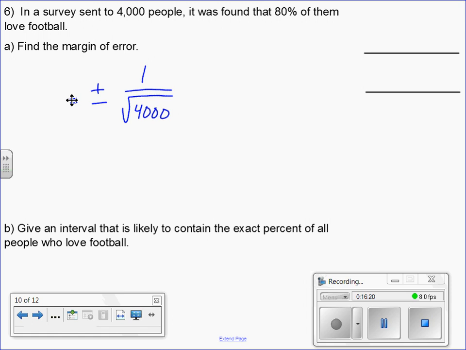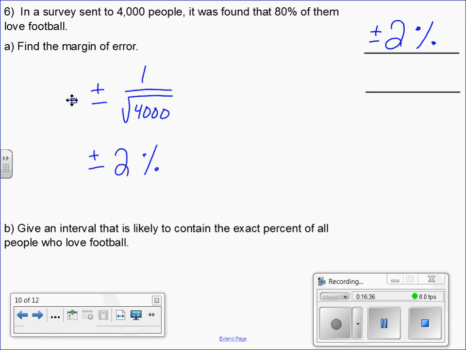It's 1 divided by the square root of 4,000. So that would be a positive or negative 1.58%. So let's just round that to 2%. You always want to round to the nearest percent. So it's a positive or negative 2% error.